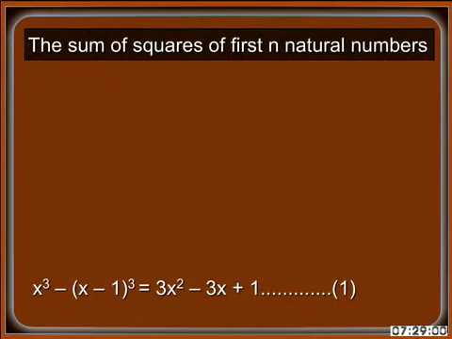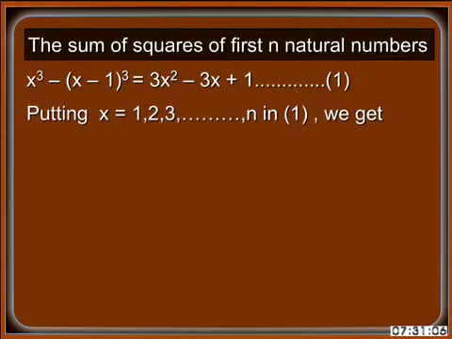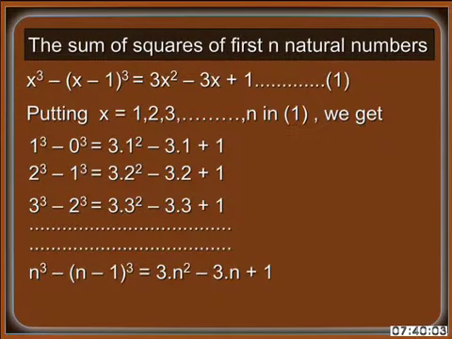Putting x is equal to 1, 2, 3 and so on up to n in equation number 1, we get 1 raised to the power 3 minus 0 raised to the power 3 is equal to 3 into 1 square minus 3 into 1 plus 1. 2 raised to the power 3 minus 1 raised to the power 3 is equal to 3 into 2 square minus 3 into 2 plus 1.